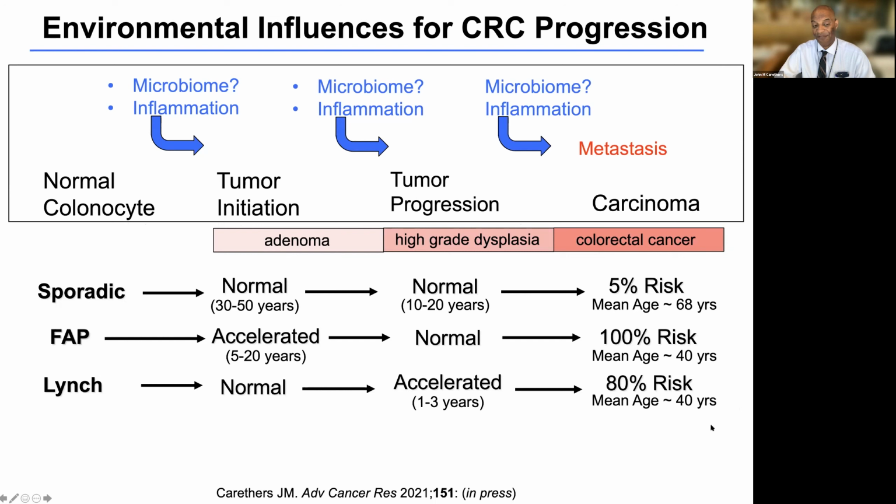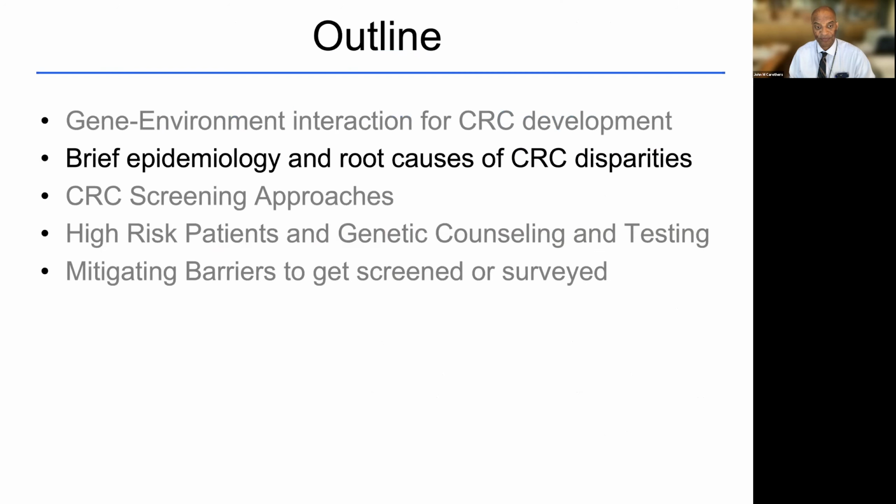For instance, not every FAP patient will get a colon cancer by 40. Some may be 50 or 60. Again, not every Lynch patient will get a cancer by age 40 or 50. And this can be due to a number of different effects, also including genetics, but certainly the environment can play a role in modifying the time and risk for those cancers.